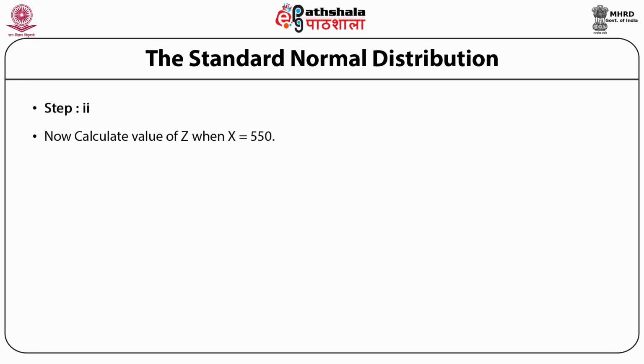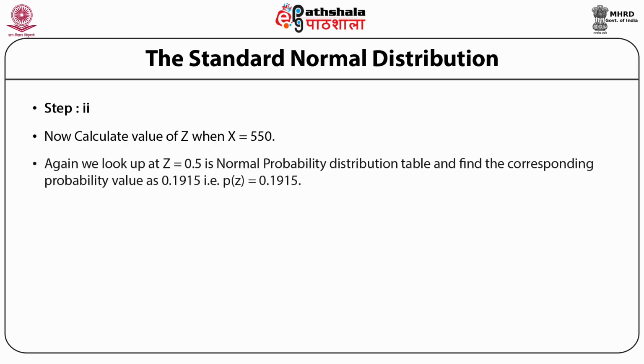Because we need the area between 550 and 650, we again calculate the value of z when x equals 550, and we already have the mean equal to 500. So subtract it: 550 minus 500 divided by 100. So this is 50 upon 100, that is 0.5. Next, z is 0.5. So corresponding to 0.5 we will see the area, and from the table we find that the corresponding value is 0.1915.